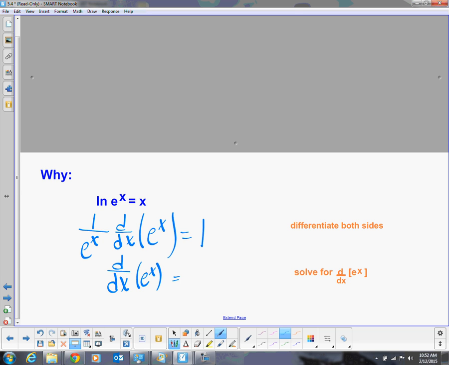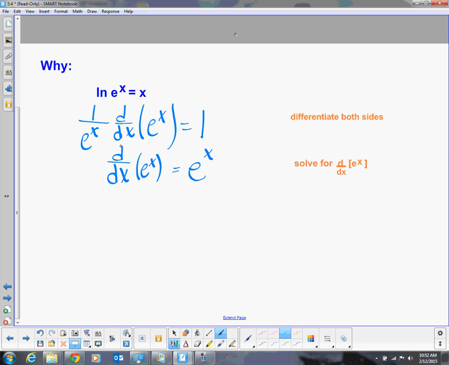How do I solve for that? Multiply by the reciprocal, which is? Now soak this in. We're saying the derivative of e to the x is? 0? No. Derivative of e to the x is what? E to the x. This is the only function whose y value is also its derivative.